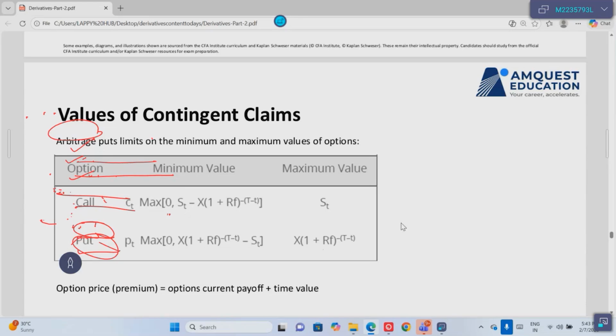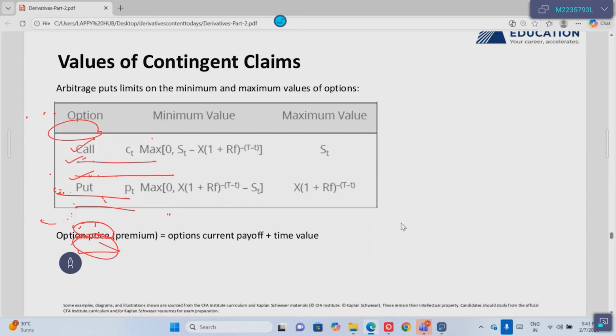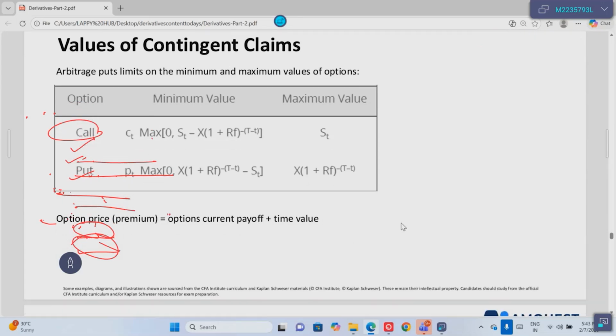But minimum value will always be mostly 0 or the lower value. Clear? Now, the 0 or the value which is computed. Clear? Now, option price. What is the premium you will pay for taking an option? Obviously, you're going to pay a premium which is equal to your current payoff.